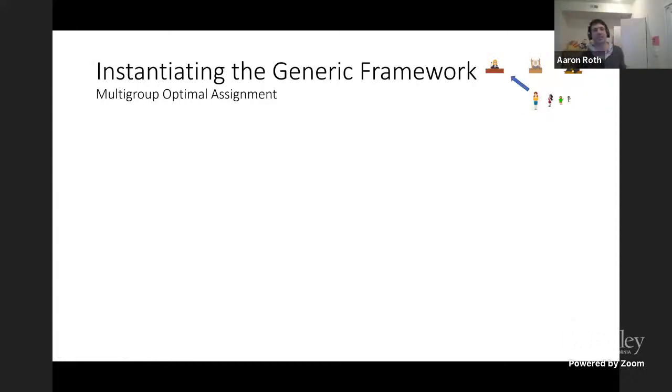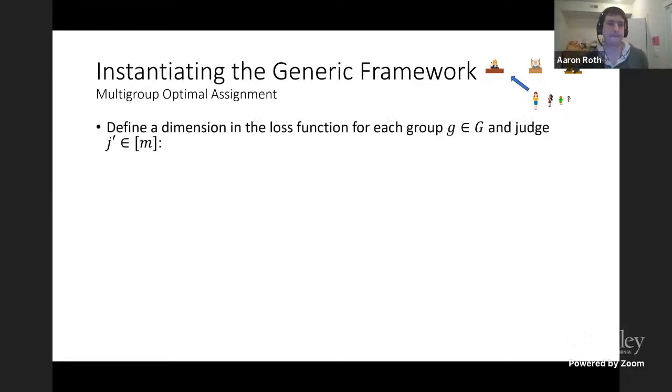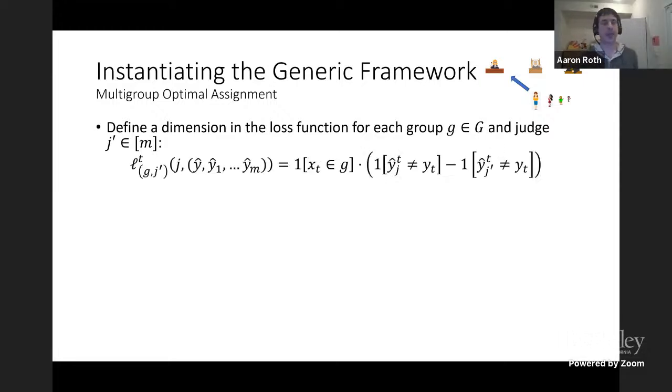So I've got a couple minutes left, so let's derive some more stuff. How about multi-group optimal assignment? Well, again, I'm just going to define a loss function that has a dimension for each group and for each judge. My action space as the learner in this problem is to choose a judge. And the adversary's action space is to choose a label for the person who showed up, as well as a prediction for all of these judges, which establishes, if they choose a distribution over such things, an error probability for each of the judges.